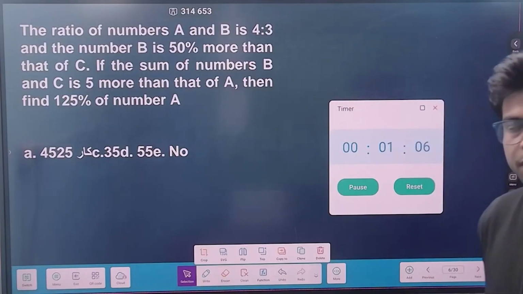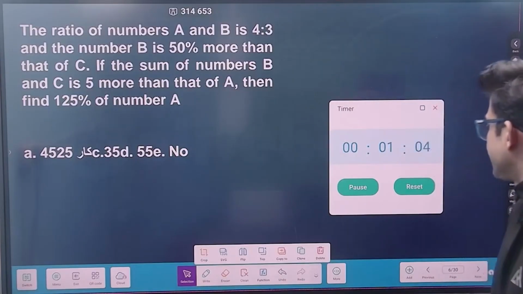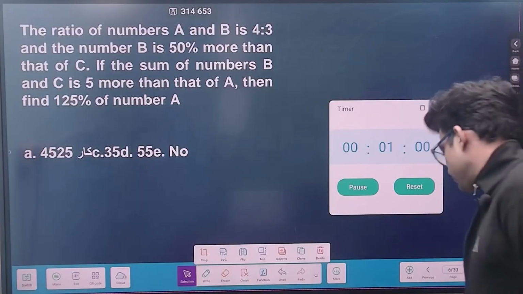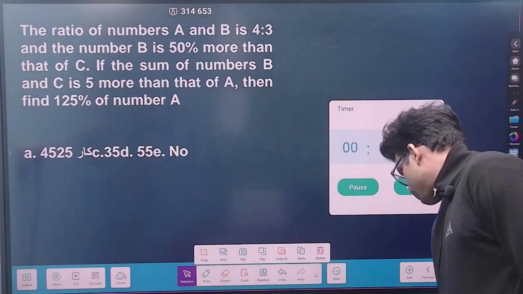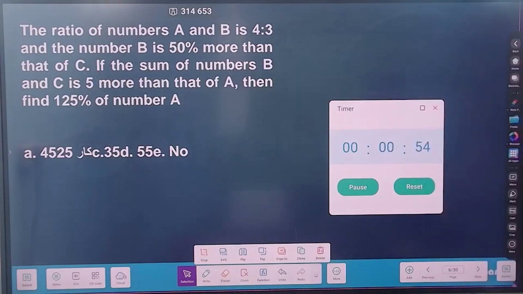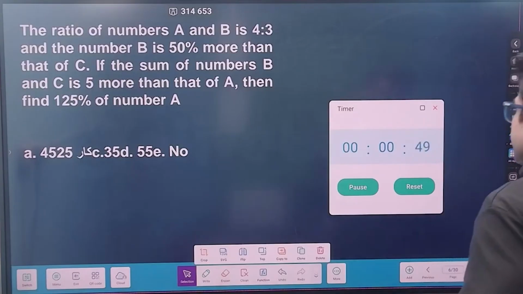I think you guys have tried or not. So it's more than that. I've given you enough time, 1 minute I've given you. So let me now start.